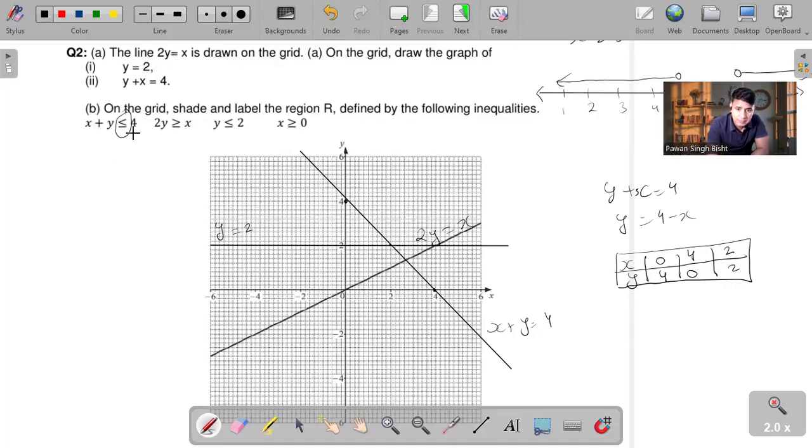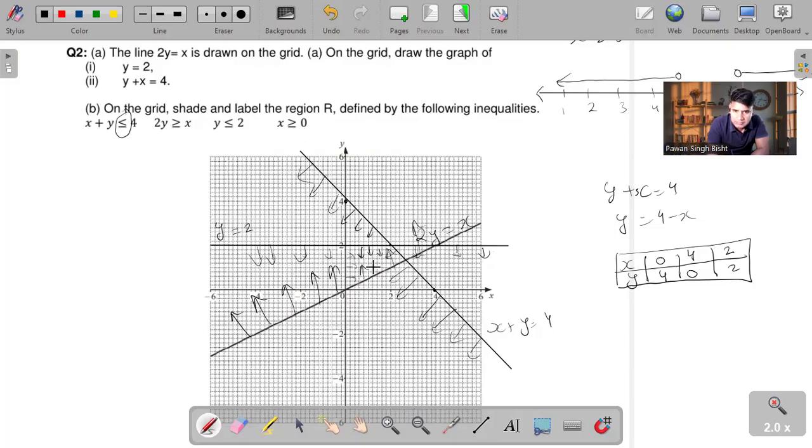Okay. So x plus y less than 4 means the portion below this line will be my answer. Whatever the portion below this line will be part of the answer, right? Next, 2y greater than x means the portion above this line. y less than or equal to 2 means the portion below this line. Okay, and then x greater than or equal to 0 means the positive right side.